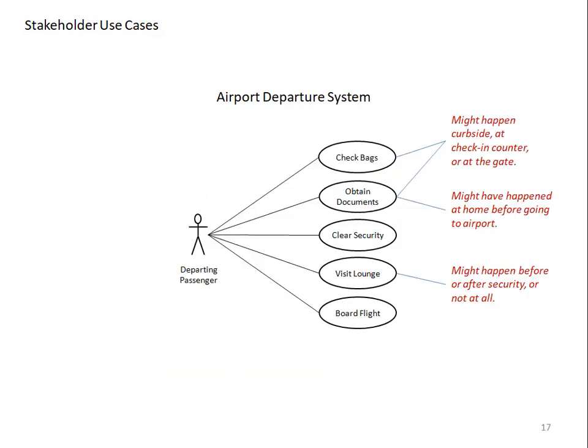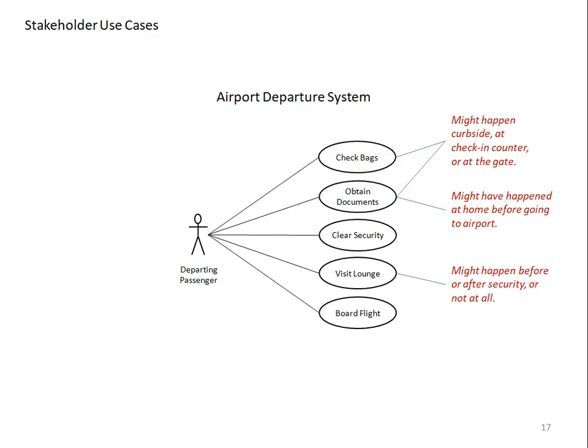If I look at my use case diagram now, if I apply those rules of process mapping, I'll realize that checking the bags or obtaining documents might have happened independently of each other. It could have happened anywhere in the process. I could clear security and go to the gate and check my bag there and obtain my boarding pass there. So the order and use of these process steps might be completely different, making them distinct processes. I might have printed my boarding pass before I even went to the airport, so I don't need the obtain document step. Visiting a lounge, I can visit a lounge that's before security or visit a lounge that's after security.